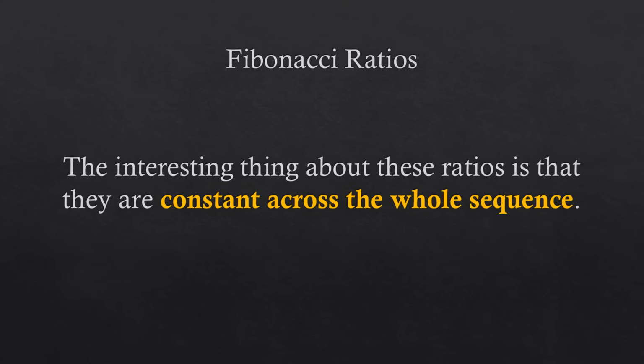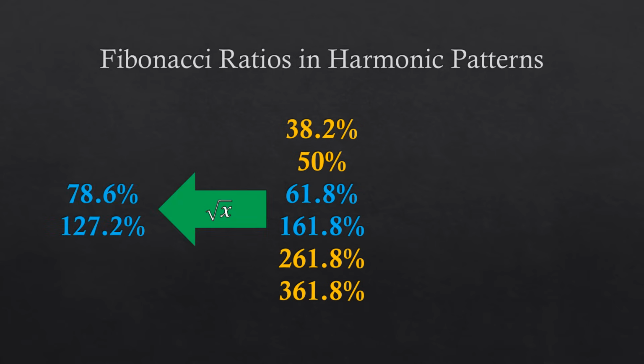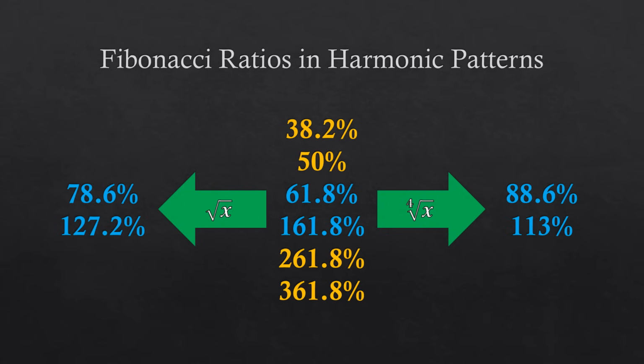For the study of harmonic patterns, you'll observe the most used ratios are 38.2%, 50%, 61.8%, 161.8%, 261.8%, and 361.8%. You'll also observe the ratios 78.6% and 127.2%, which are the square roots of 61.8% and 161.8%, and the ratios 88.6% and 113%, which are the fourth roots of 61.8% and 161.8%.